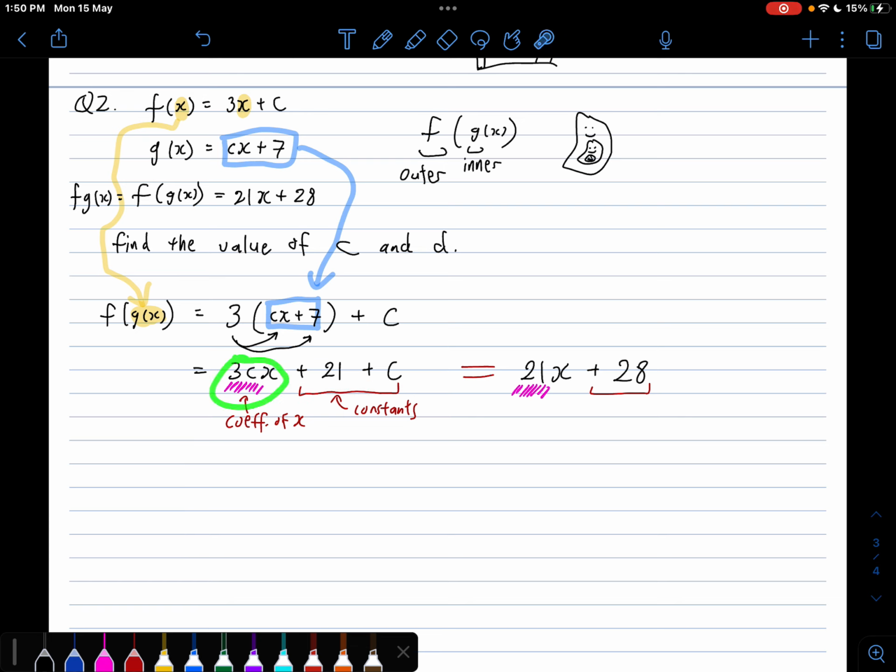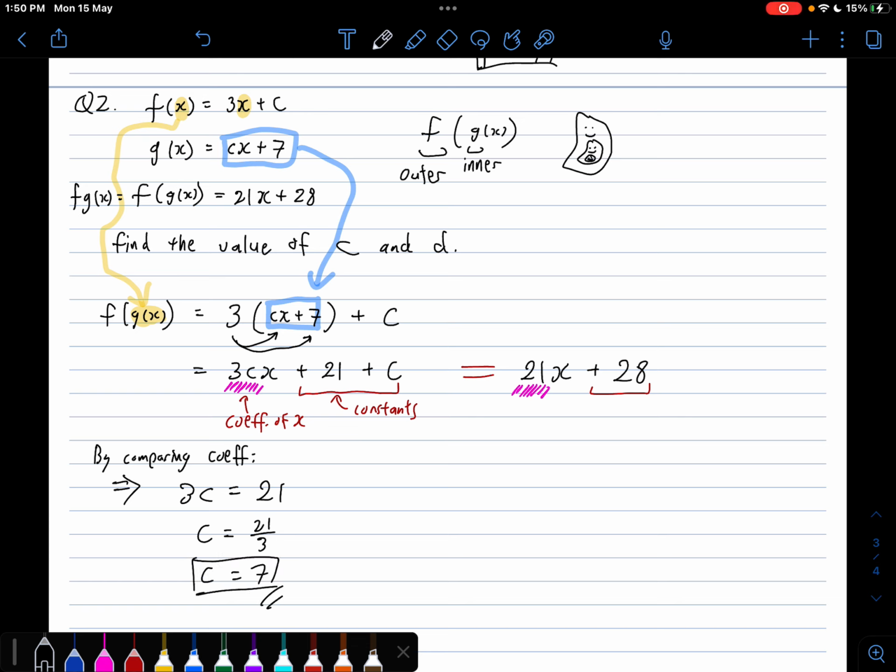So pink with pink, in particular the coefficient in front of the x. Okay, so that means if you stare at the pink, by comparing coefficients, you can write that down if you want to. By comparing coefficients, this implies that 3c equals 21, right? Pink with the pink. Then from there, can you solve for c? Yes, 21 over 3, you get 7. Okay, c equals 7.